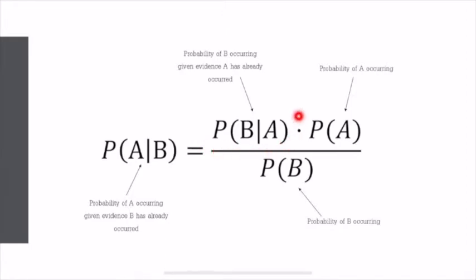The probability of B given A. Okay, this is the probability of B occurring, the probability of the diagnostic test being positive for disease given evidence A has already occurred. Again, if somebody has the disease, how likely is it that the test was positive? Okay? Over here is the probability of A occurring, and how common is the disease in the population you're looking at? Okay? And the probability of B occurring is how common is a positive test result for that disease?